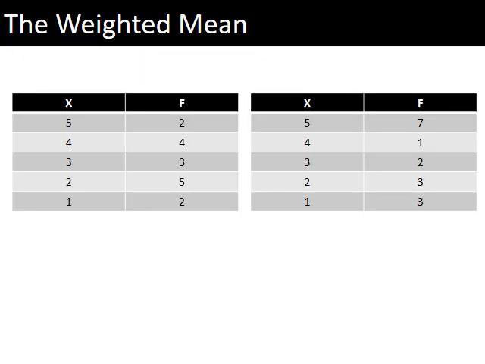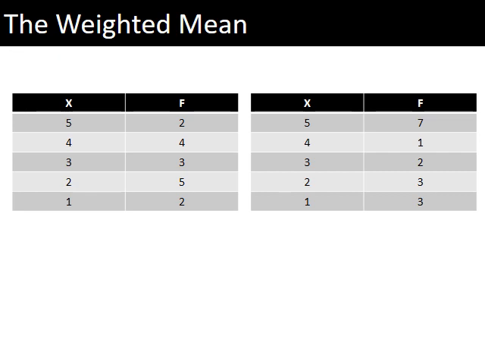Okay, let's say we want to do something a little bit different here. So now we've got two distributions, right? And we want to combine them and create an overall mean for these two distributions combined. So how do we do that?